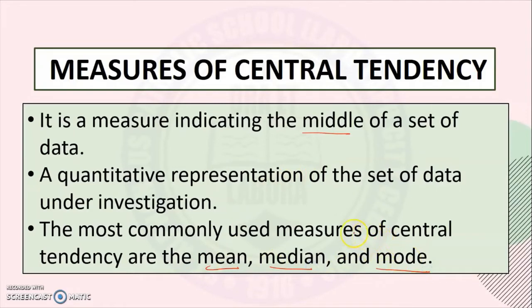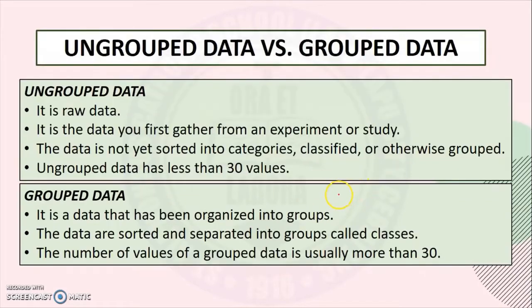Now, since we are talking about data here, there are two kinds of data. We have ungrouped data versus the grouped data. When we say ungrouped data, it is raw data. It is the data you first gather from an experiment or study. It is also data that is not yet sorted into categories, classified, or otherwise grouped. Usually, ungrouped data has less than 30 values.